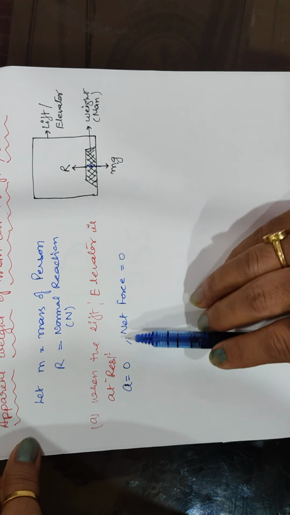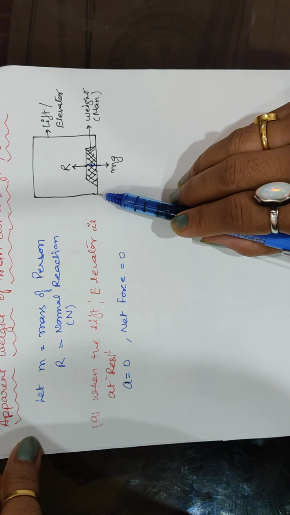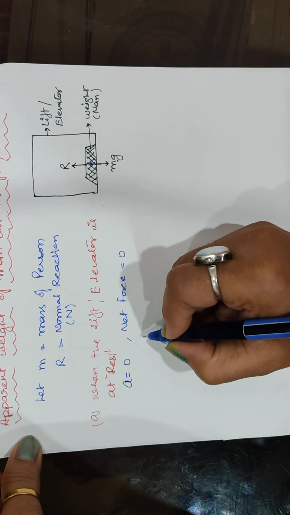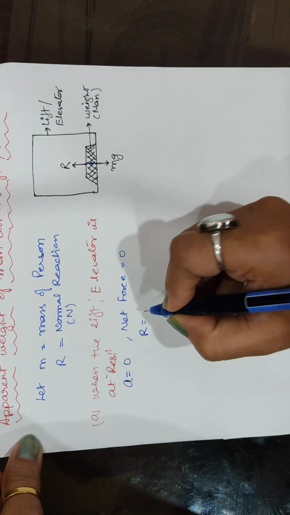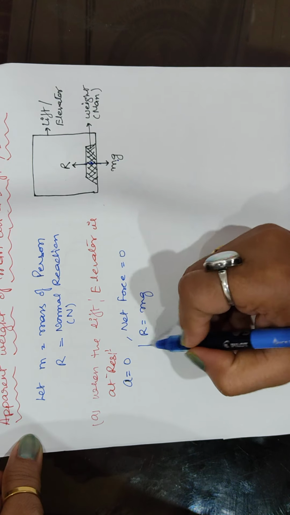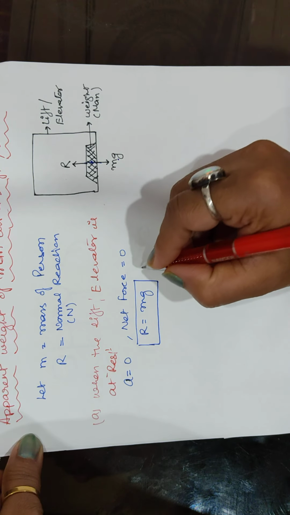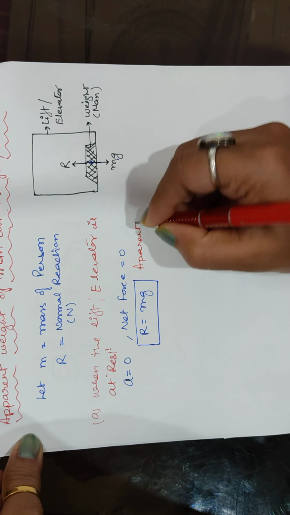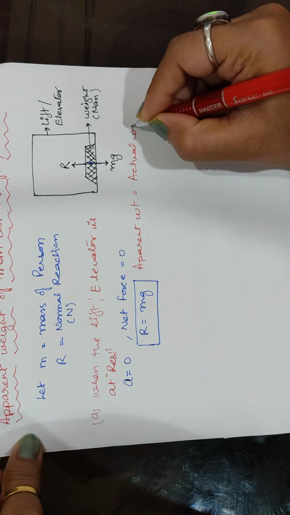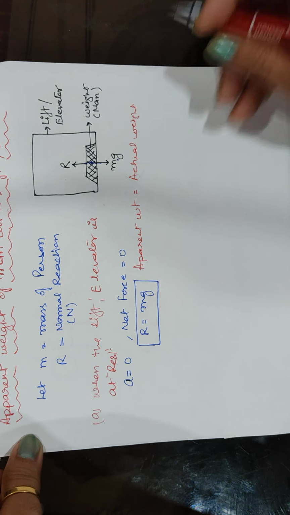Since the elevator or lift is at a rest position, the net force is 0. So for the forces which are acting, R is equal to mg, because there is no net force. In this case, when R is equal to mg, we can say that apparent weight is equal to actual weight. So whatever you feel as the apparent weight of a person is actually the actual weight.